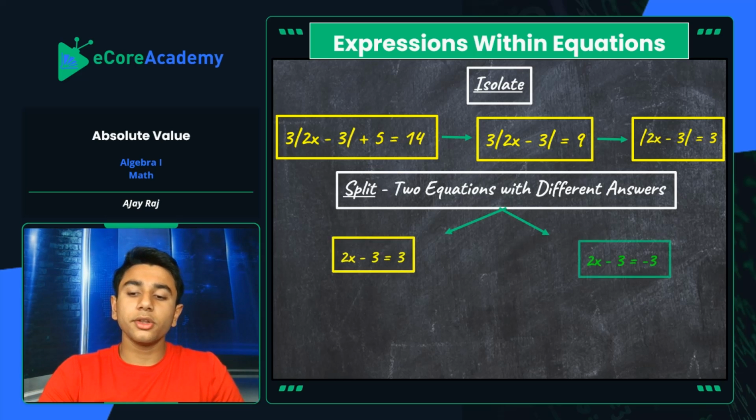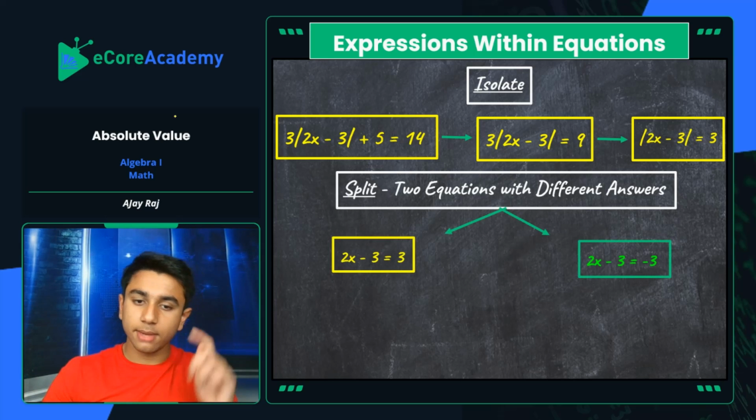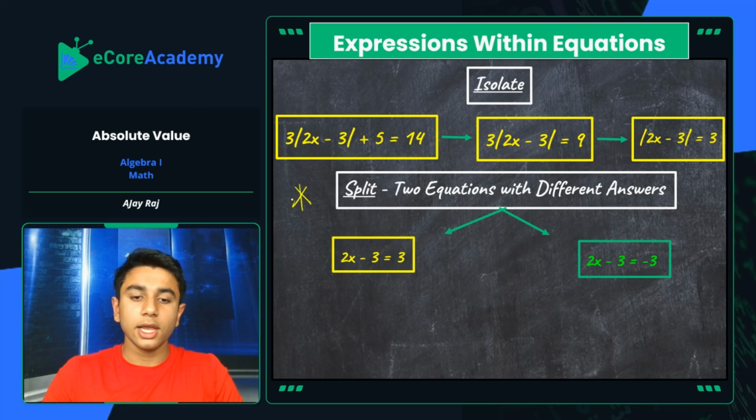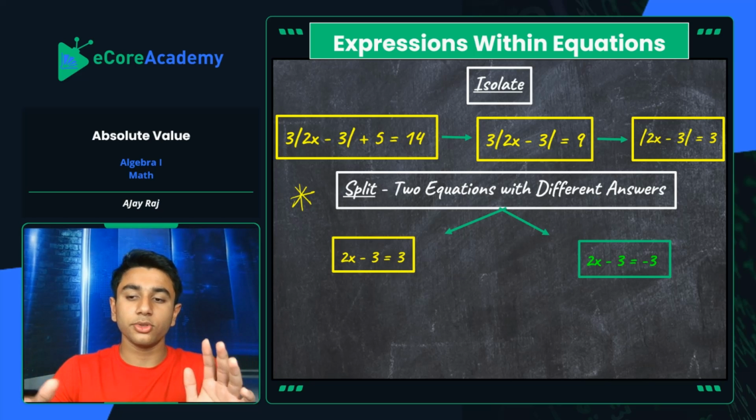Okay, so what we're going to do here, and this is probably the most important step that many people forget and get confused about, is splitting up the equation. We're taking out those absolute value signs, and we're setting the expression equal to 2 different answers.